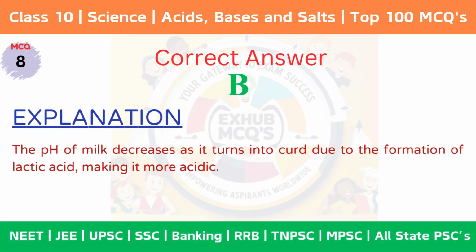Explanation: the pH of milk decreases as it turns into curd due to the formation of lactic acid, which makes it more acidic.